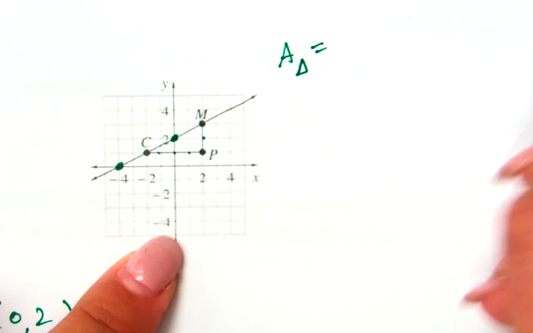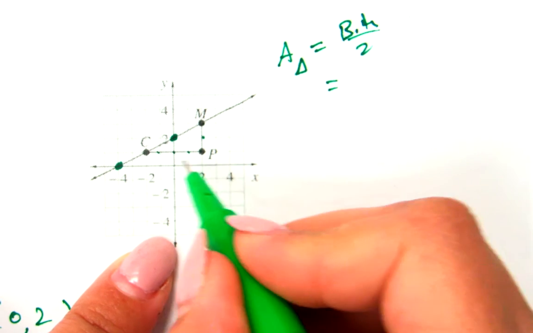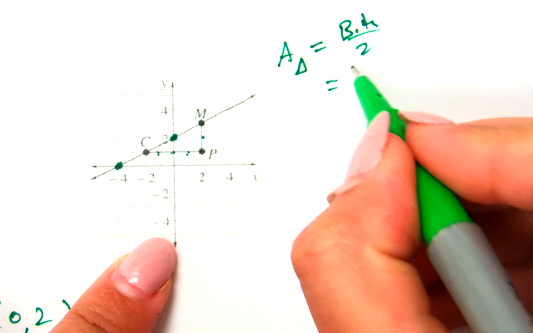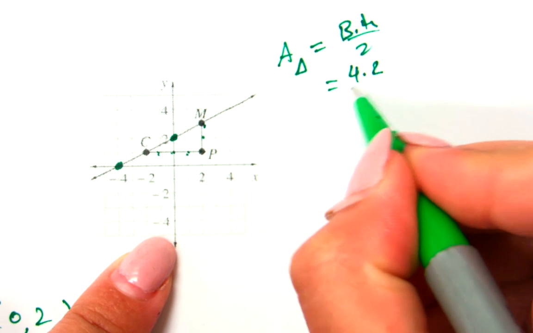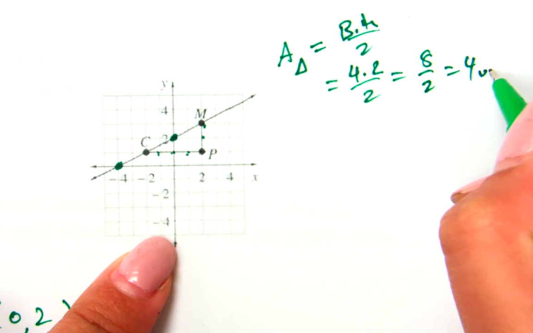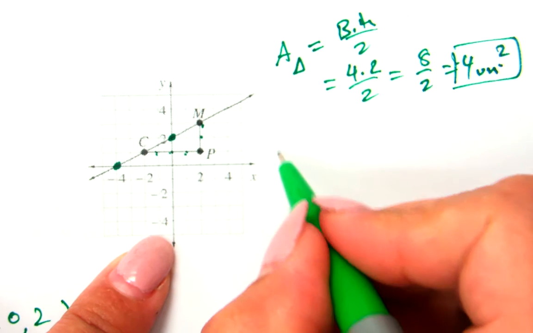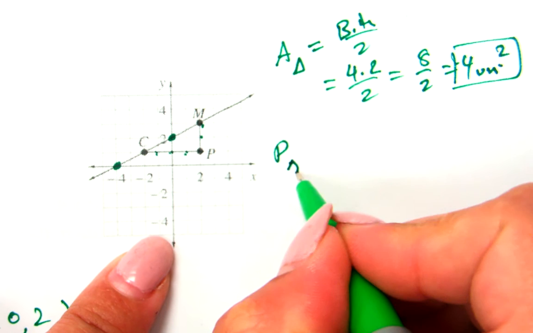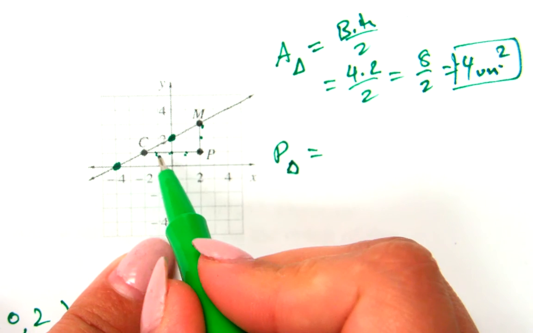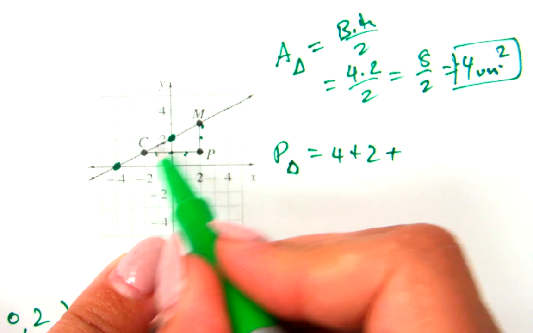Let's see, it's a triangle, so the area of a triangle is going to give us base times height divided by 2. Your base is 1, 2, 3, 4. Your height is 2. That gives us 8 divided by 2, so we get 4 units squared. There's your area.